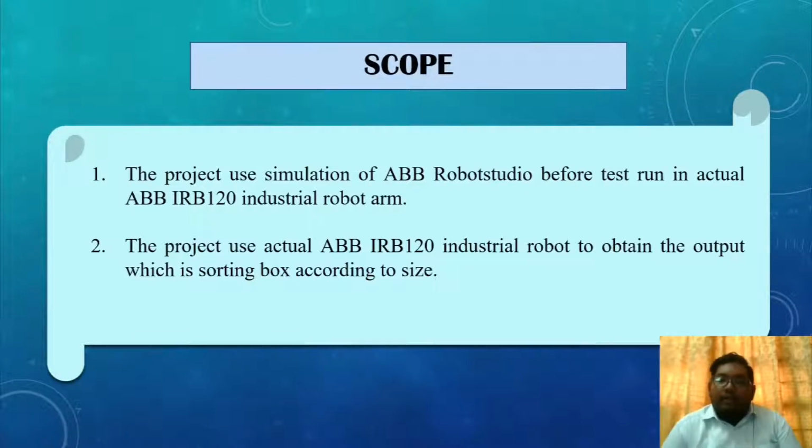The scope of this project is: the project uses simulation of ABB Robot Studio before test run on the actual ABB IRB 120 industrial robot arm. Simulation software is important to study the behavior of a system without building it, and this will also save costs. In contrast, the project uses the actual ABB IRB 120 industrial robot to obtain the output, which is sorting boxes according to size. This is important to visualize the information gathered from research and ensure the actual project is a success.